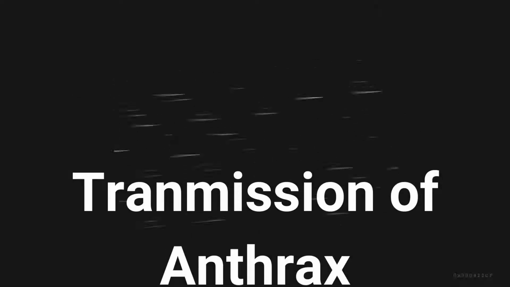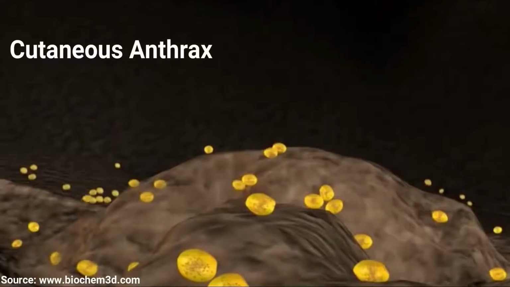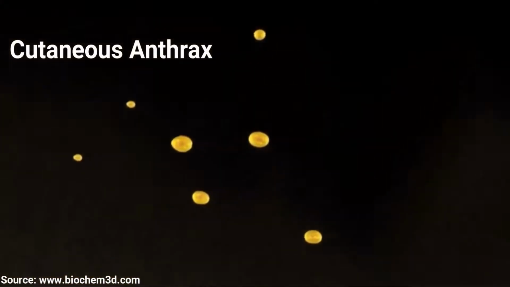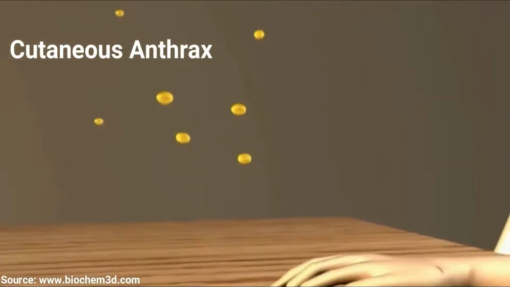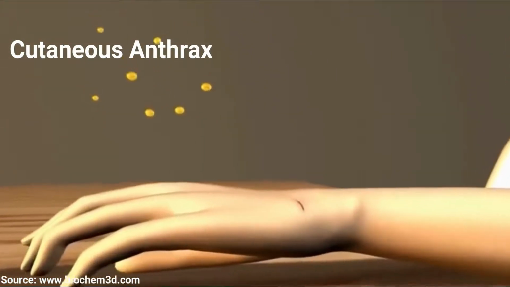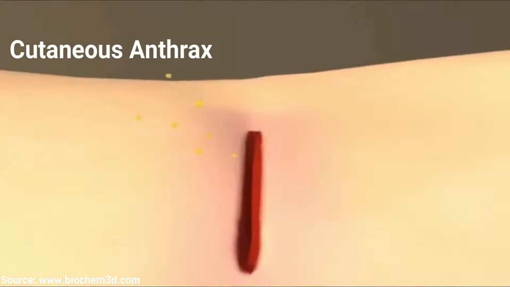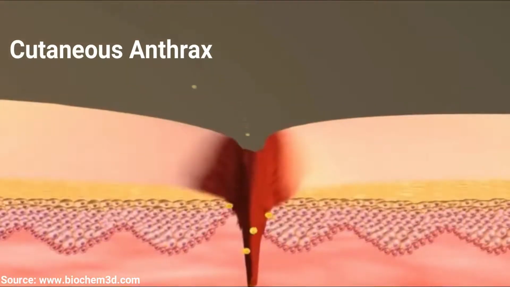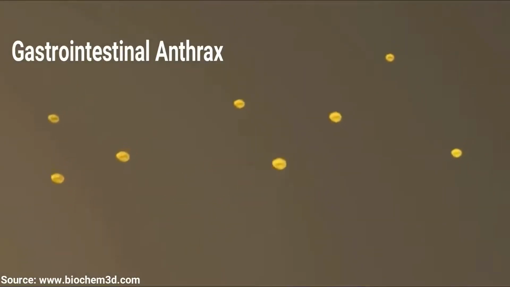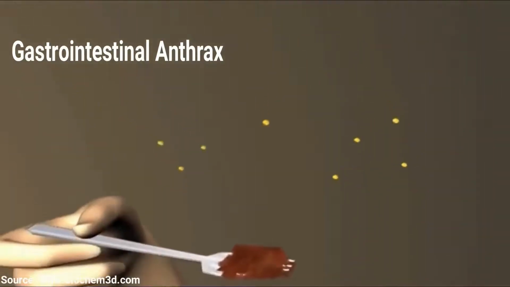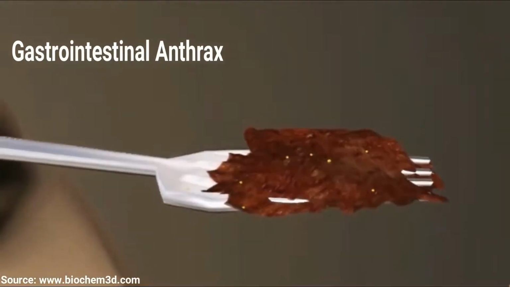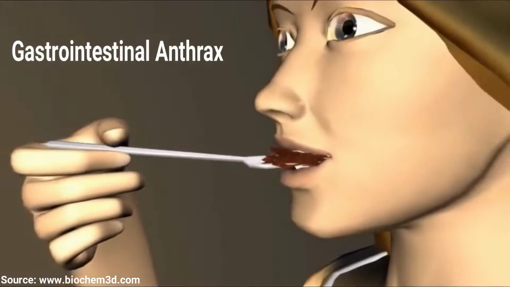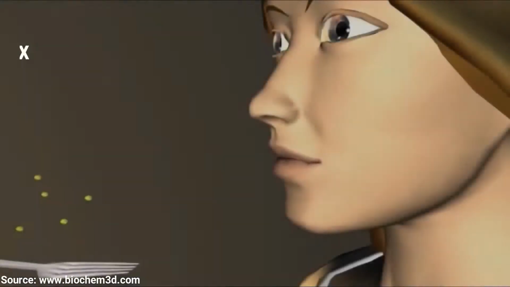Transmission of anthrax. Let us discuss cutaneous anthrax. A cut or exposed part of the body comes in contact with the spores of anthrax in the surroundings or in the soil, and it is transmitted to people. The spores then move into the bloodstream from the exposed part. Another form of anthrax is gastrointestinal anthrax. People who eat uncooked or raw animal products like milk, meat, egg, etc. can get affected by this type of anthrax.